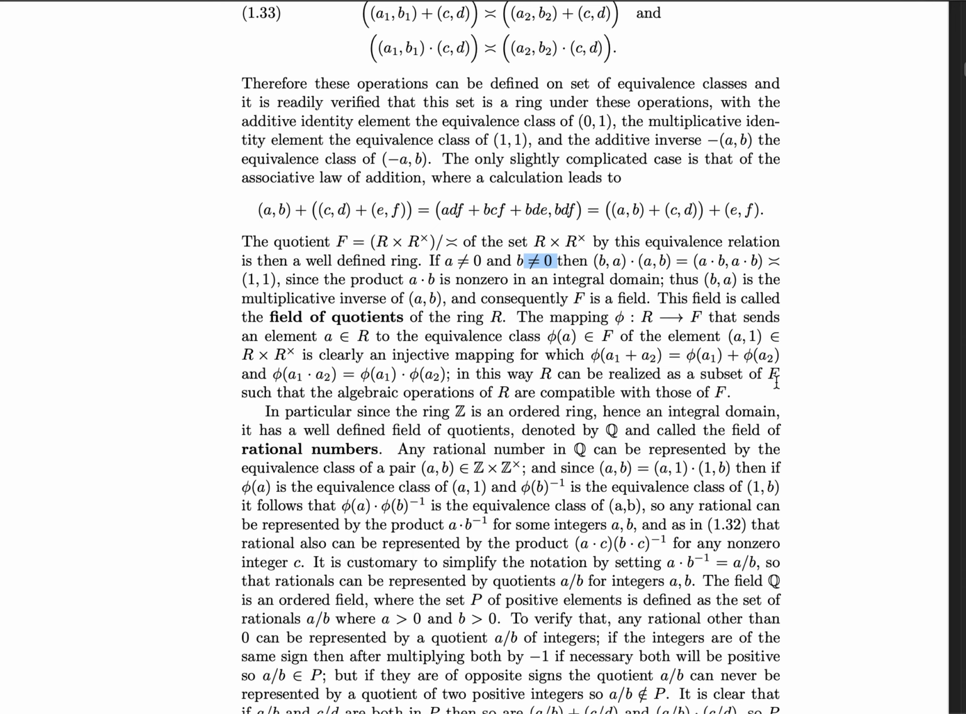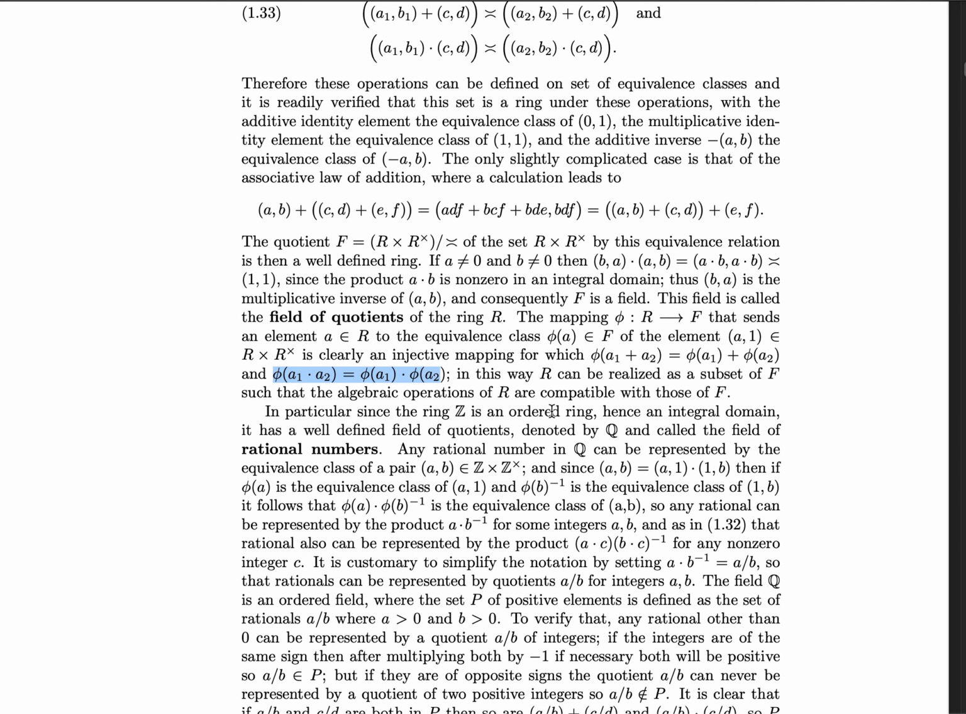(a, 1) is an element of the field of quotients, or of the Cartesian product, and the map is clearly injective, since it'll send different elements to different elements, and we have that it respects addition in this way and multiplication in this way. Therefore, we can realize R as a subset of the field, such that the algebraic operations of R are compatible with those of F. That is, the operations we defined on R are the same operations we'll define on F, and continue as per usual.